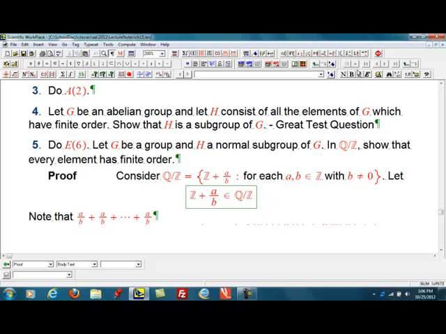I'm not showing normal, I'm assuming it's normal. Let G be a group and H is a normal subgroup. So in this case, G is the rationals and H is the integers.